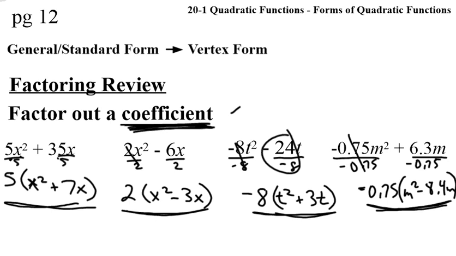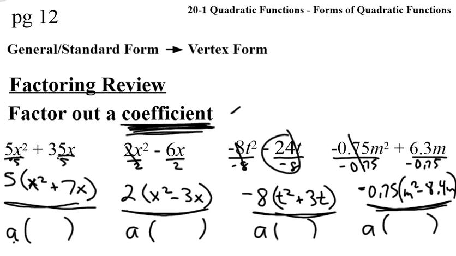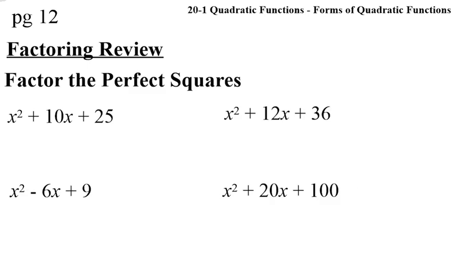By factoring out just the coefficient, we're left essentially with an a value. A times stuff. We have an a value of 2 times some stuff. We have an a value of negative 8 times some stuff. We now have an a value of negative 0.75 times some stuff. So that's why, by factoring out just the coefficient, we're going to be identifying an a value. That's why it's important. Second part at the bottom is factoring perfect squares.